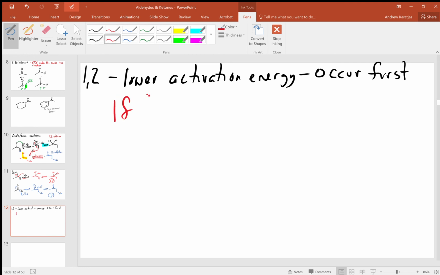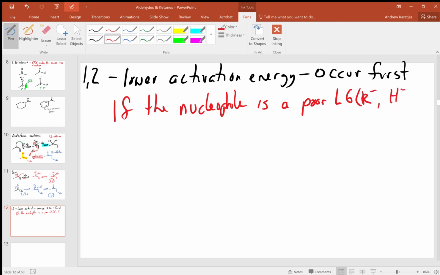Now, if the nucleophile is a poor leaving group, and typically this is things like R- and H-, then 1,2 is not reversible. And if it's not reversible, then the 1,2 addition will be our final product.